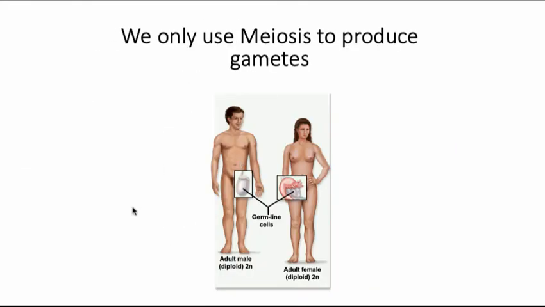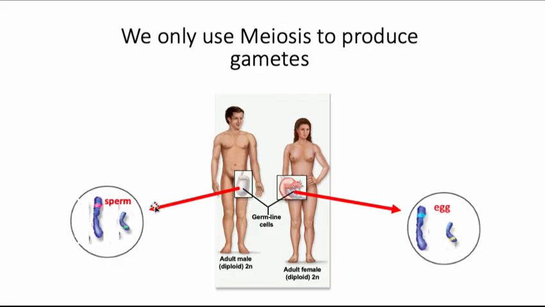And the only cells that produce gametes, which are the cells that will be passed on to the next generation, are the cells in the gonads, the testes for males and the ovaries for females. Those cells are called germline cells, and those are the cells that will divide by meiosis to produce the gametes that will have the information that will be passed on to the offspring.